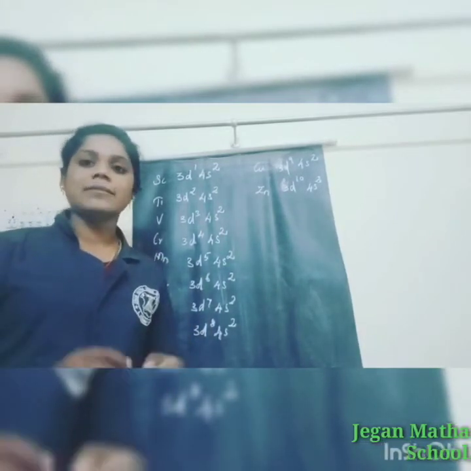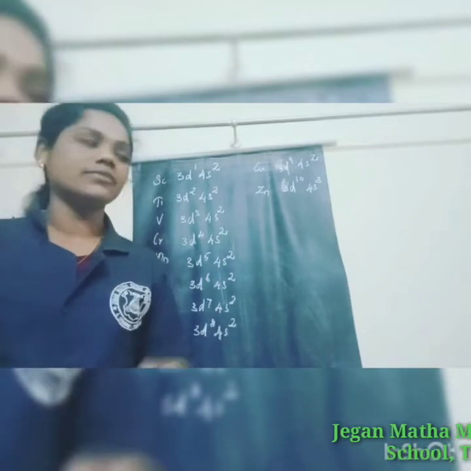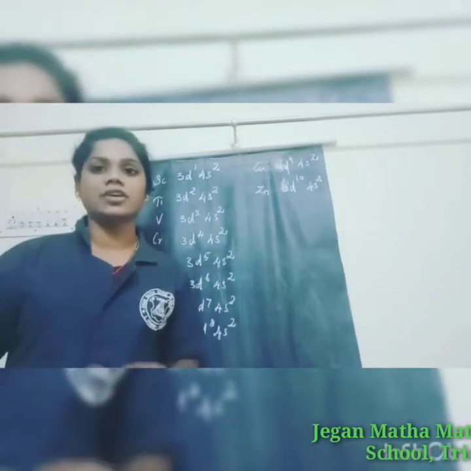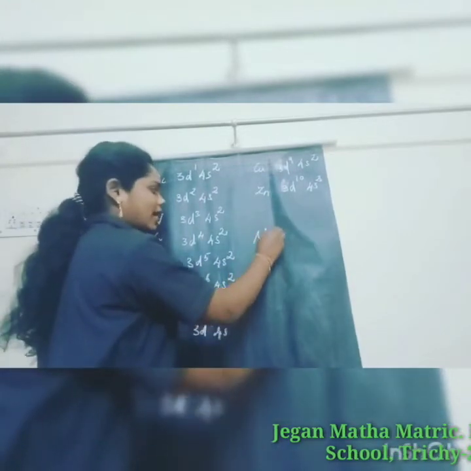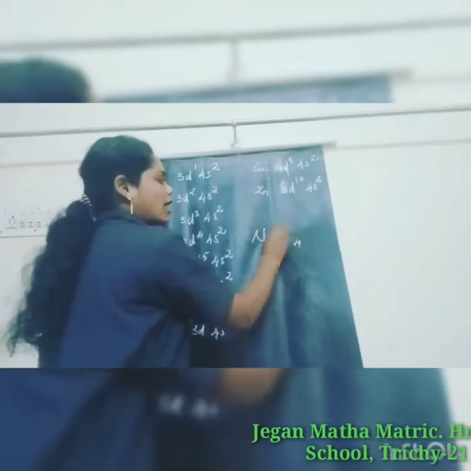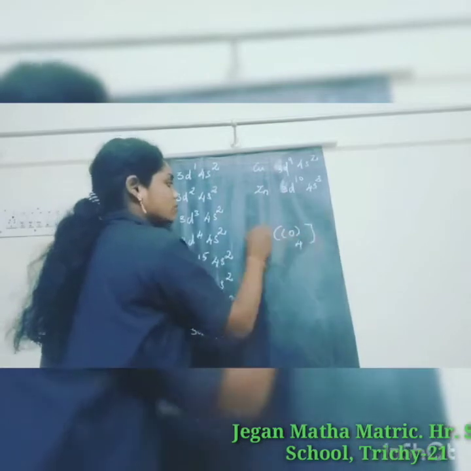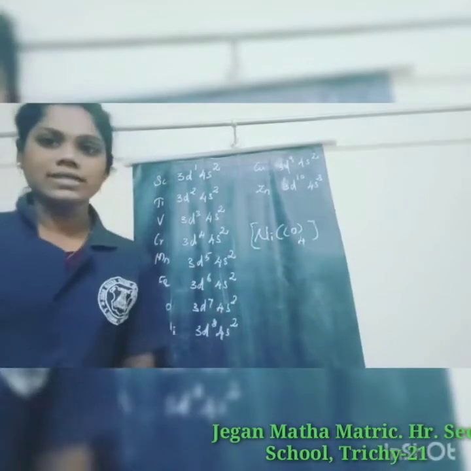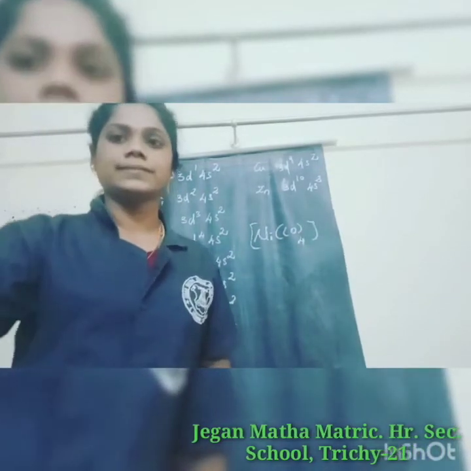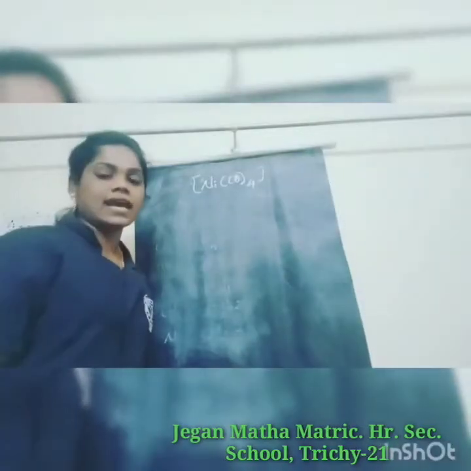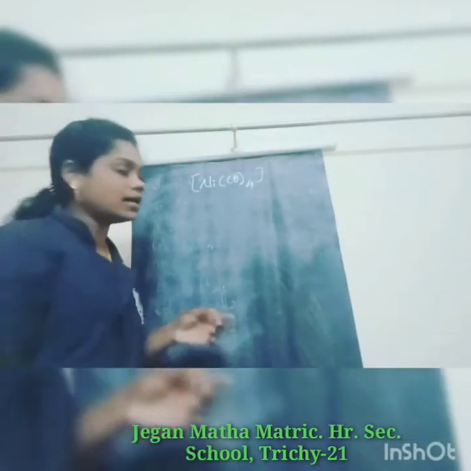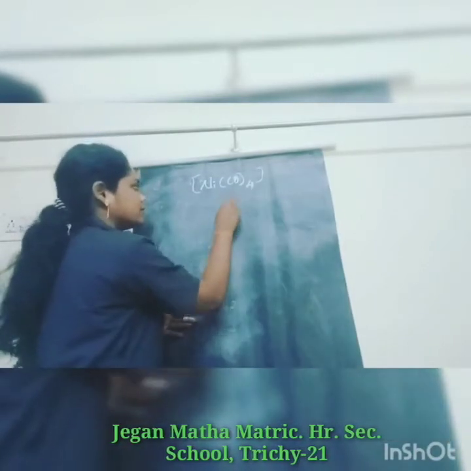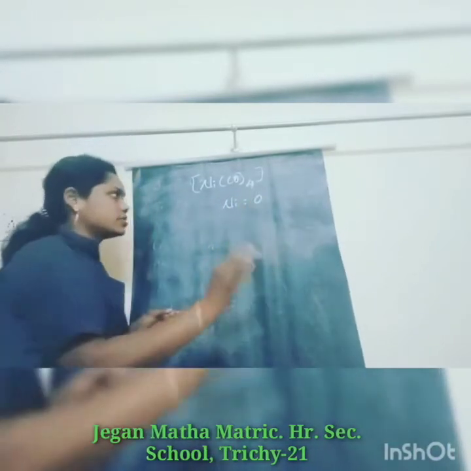Next are some examples of valence bond theory. The first example is nickel tetracarbonyl. Its formula is Ni(CO)4: Ni represents nickel, tetra represents 4, and CO represents carbonyl. This is one of the complexes, so here we apply the valence bond theory. First let us see the oxidation state of nickel. The oxidation state of nickel is 0.